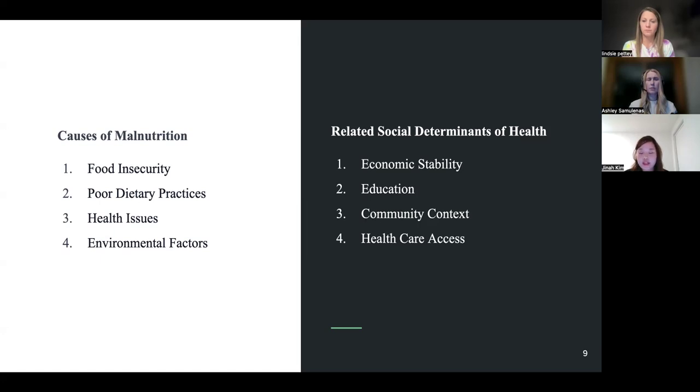For the community context, a strong support system can improve food access. Cultural attitudes toward food can influence dietary choices. And healthcare access, limited availability of dietary counseling and support, lack of access to health services can lead to untreated health issues affecting nutrition. Malabsorption syndrome and cancer can affect absorption and appetite, but without timely access to care, issues can go unaddressed and worsen the conditions of malnutrition.